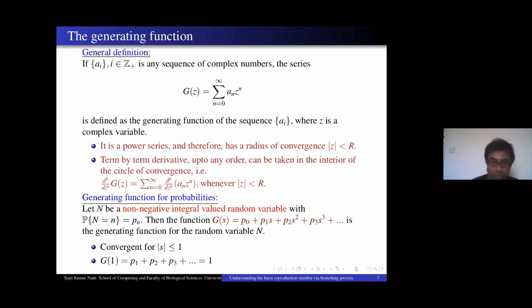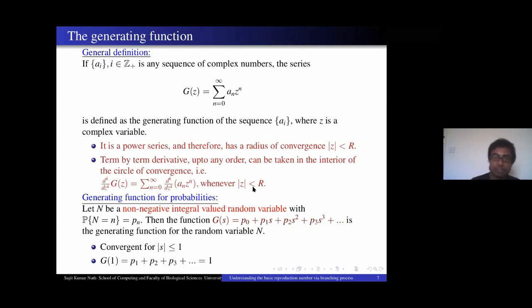And also we know that inside the interior of the circle of convergence, which will be an open set, this power series can be differentiated term by term. So if I take the first derivative of g(z), that will be equal to the derivative of each term. In this case, the nth term derivative will give rise to n times an times z to the power n minus 1, and so on. So basically we can differentiate it term by term in the interior of the circle of convergence.